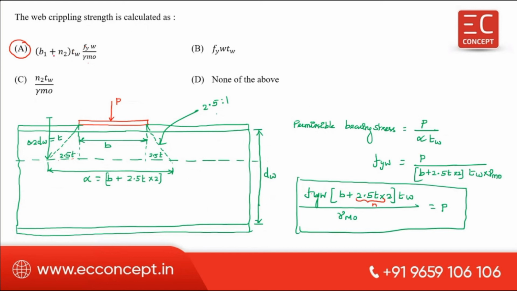But in the question, they did not mention what B1, N2 and TW are. Generally we know these things, but B1 plus N2 they didn't mention. From this we have to understand which is the best option. Instead of B they gave B1, and instead of this entire quantity, 2.5 T into 2, they gave N2. The bearing stress is calculated for this thickness. If you cut this and see in the top view, you can see the thickness. Okay, so option A is correct.